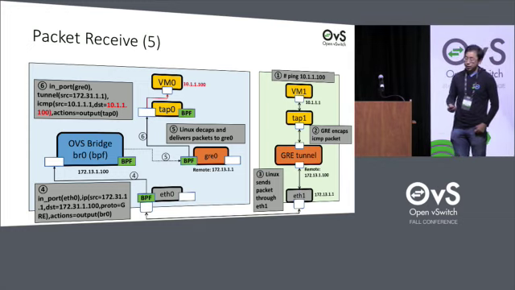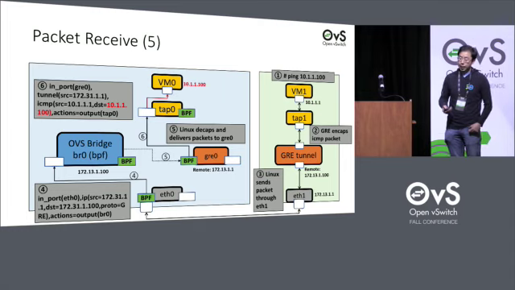So this is the whole process of how BPF handles the packet receive. We can see that the cost of this packet receive is 2 BPF lookups.